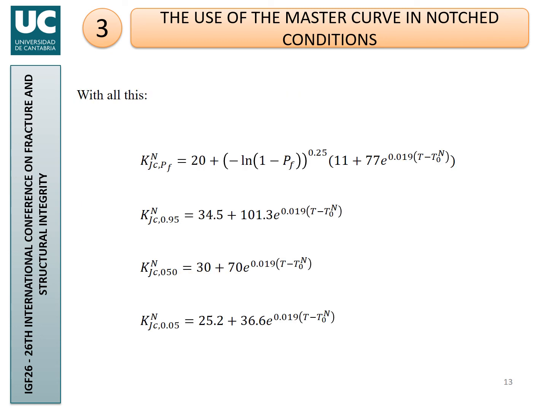With all this, and once the different hypotheses have been analyzed and accepted, the expressions of the master curve for notched conditions will be like these ones, which are exactly analogous to the expressions in cracked conditions, but using here the apparent fracture toughness and the apparent reference temperature, which would be the temperature at which the mean value of the apparent fracture toughness is equal to 100 megapascals meter to the square root, and which is obtained in exactly the same way as the reference temperature in cracked conditions is obtained.